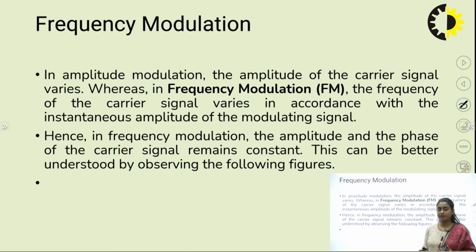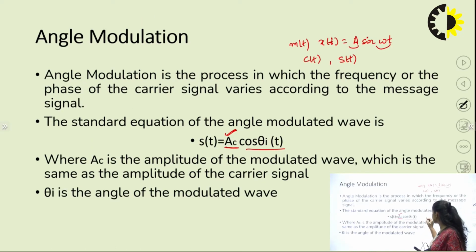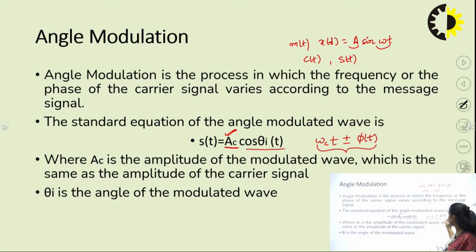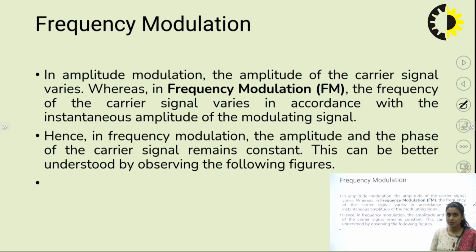So these two are related, because what is this angle? If it is a pure sinusoid, this will be omega_c t, and if there is some phase variation, that is represented by plus minus phi(t), right? So this complete is the phase angle, and this is the phase variation. So when I vary the phase, the complete angle varies. When I vary the frequency, which is 2 pi f, this is also going to affect the complete angle, right? So in angle modulation, we study frequency modulation and phase modulation both, right? And in frequency modulation, the amplitude and phase of the carrier wave remain constant.